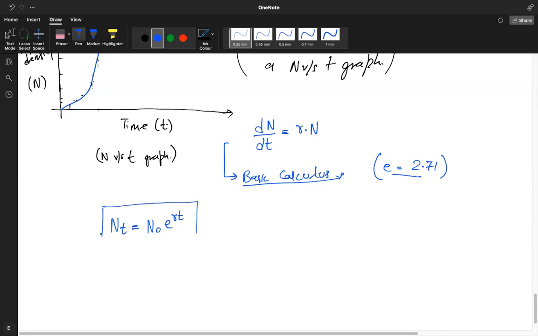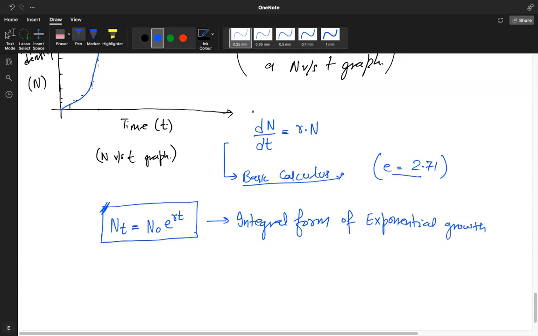This is the basic form, the integral form. So this is the differential form, and this is the integral form of the same equation of an exponential growth population. Write down, this is the differential form. Differentiation and integration. You don't have to go into detail of it, but just know that here this e is the base of the natural log.